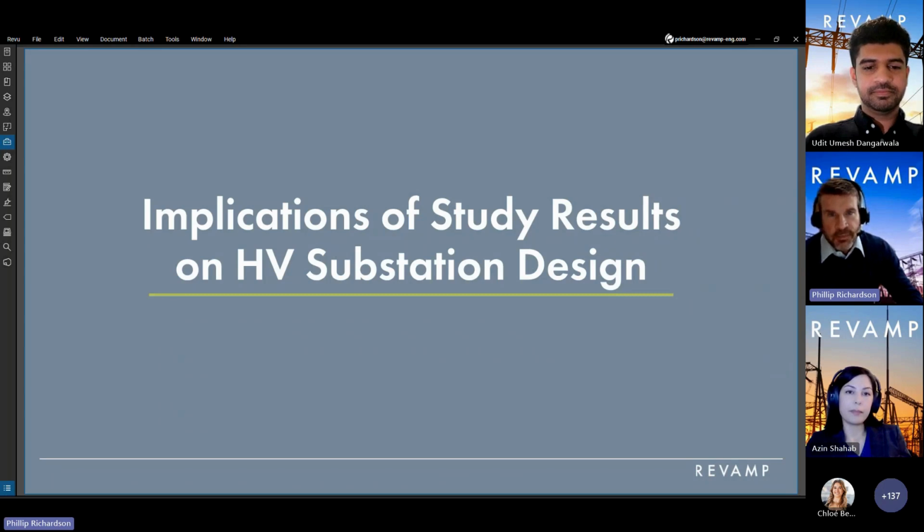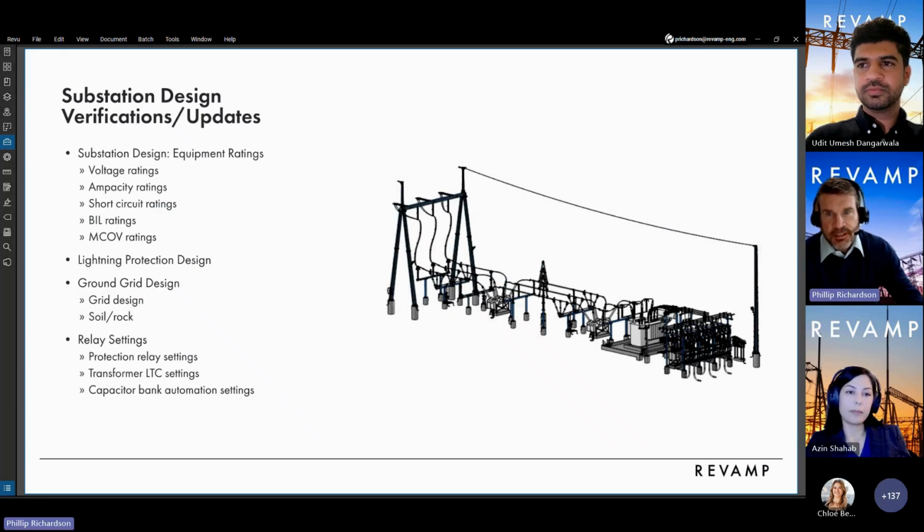So how did the studies impact the substation design? On the design side, what are we doing with the study results? Basically, we're verifying our design from equipment selection and their specifications such as ampacity and short circuit ratings to the lightning protection design, ground grid design, relay settings such as pickup and clearing times, voltage regulating settings of the transformer LTC, and capacitor bank relay settings for automatic reactive power support.